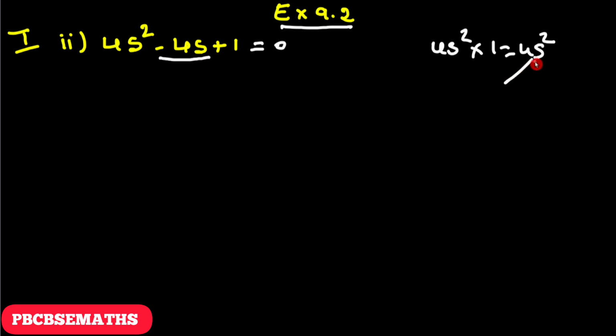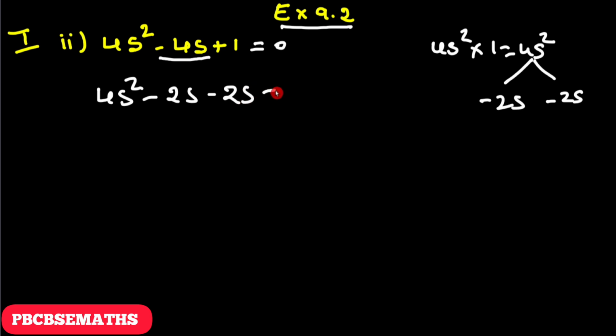So the two terms are minus 2s and minus 2s. Minus 2s into minus 2s gives us this plus 4s square, and minus 2s minus 2s gives us minus 4s. So let's write that 4s square minus 2s minus 2s plus 1 equals 0.